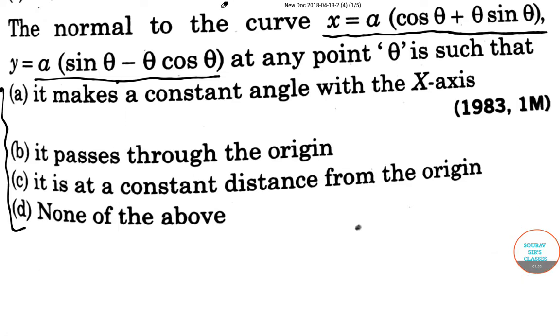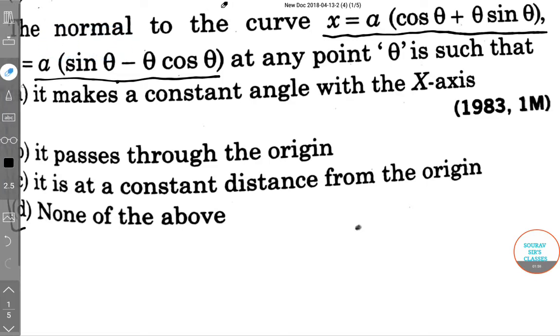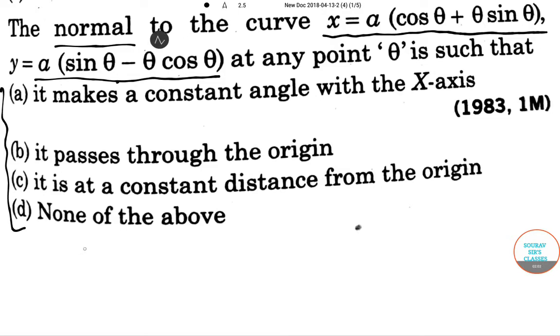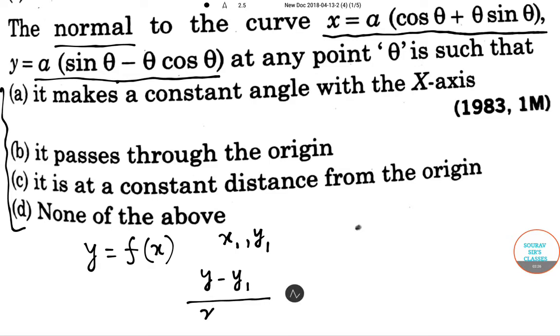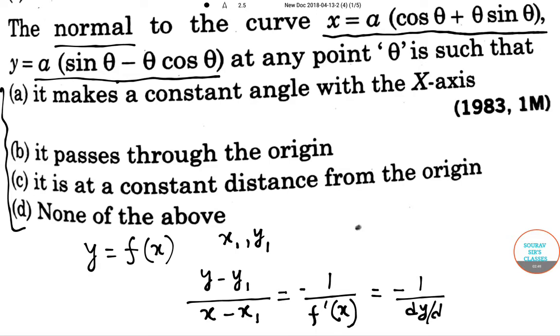We know the equation of the normal to a curve, say y is equal to f of x, at any point (x1, y1) will be (y minus y1) divided by (x minus x1) is equal to minus of 1 divided by f dashed of x, that is minus of 1 divided by dy/dx.